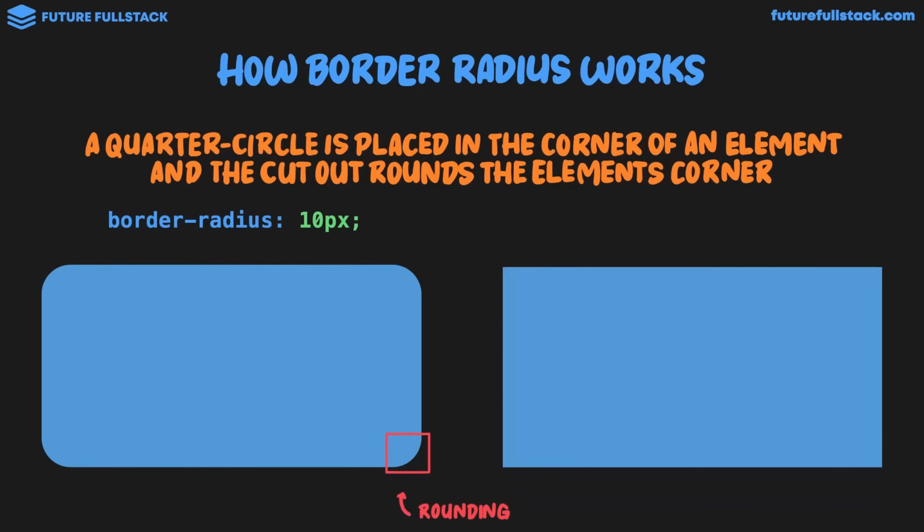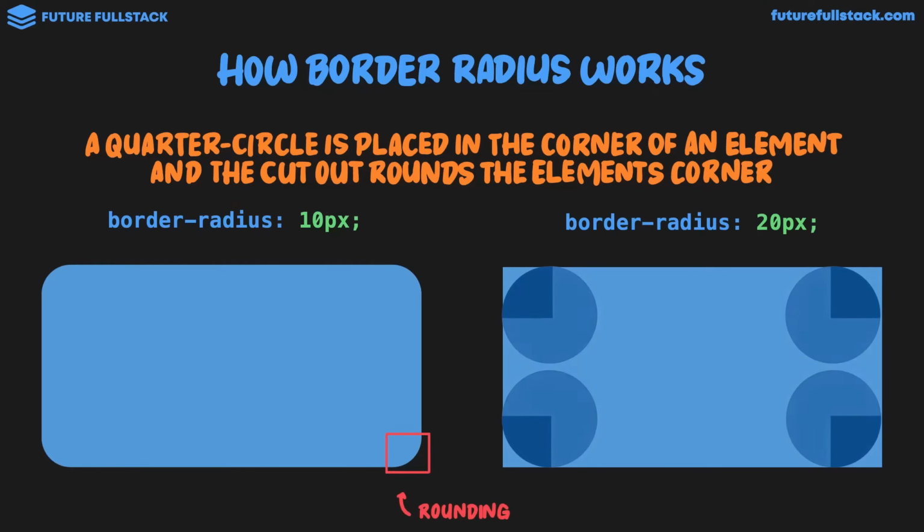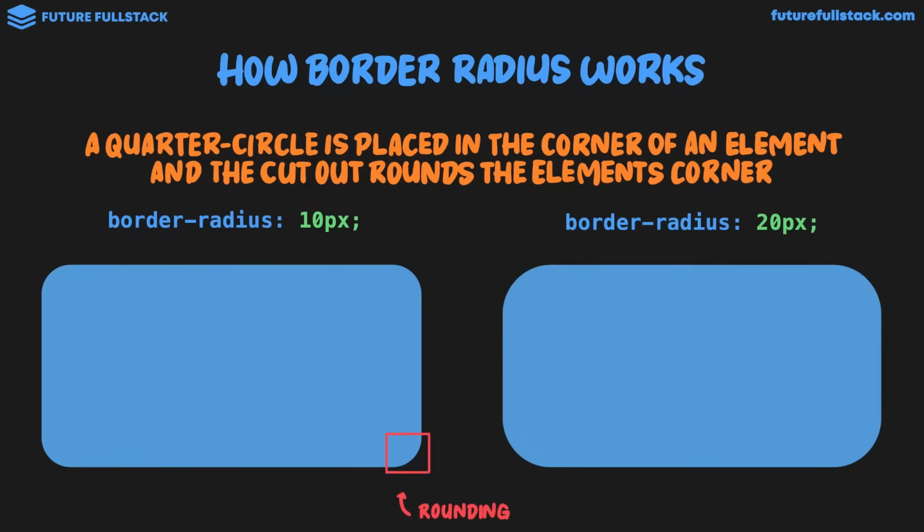As another example, let's say we had the same element, but now applied a border radius of 20 pixels. The same thing happens. Circles are placed in the corner. We focus on a quarter circle. The radius is 20 pixels. And then the space between the quarter circle and corner of the element is cut out. And again, we can see rounding over here, where because the border radius is larger, there's more rounding.